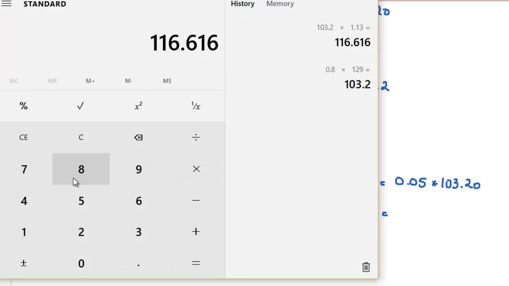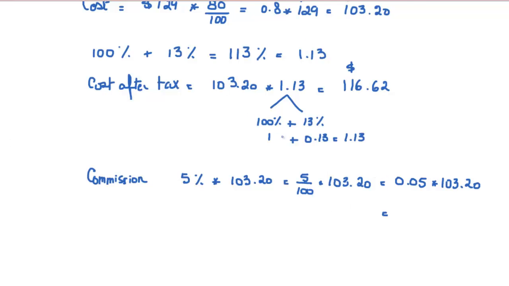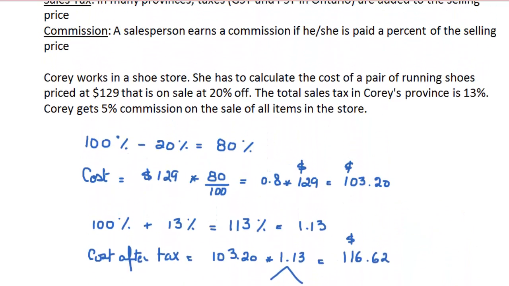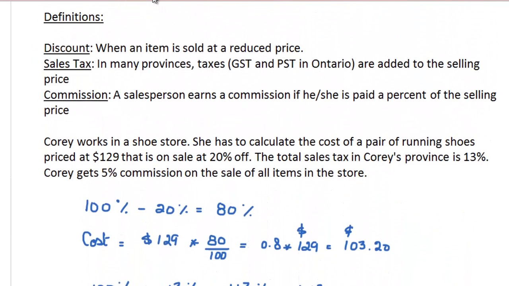So 103.2 times 0.05, which is 5%, she will get $5.16. So $5.16. This is what Corey will get, as you can see from here, after selling this running shoes. Let's see another example to understand better.